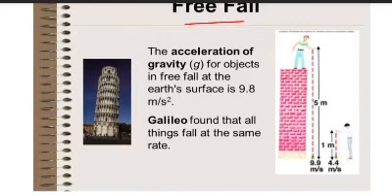Free fall means the acceleration of gravity for an object on the earth's surface is equal to 9.8. If he throws a ball from here, it is called a freely falling body because its acceleration will be equal to 9.8 meter per second square. This was found by Galileo.